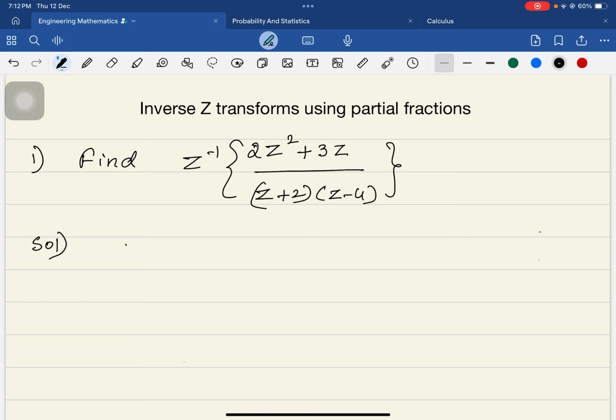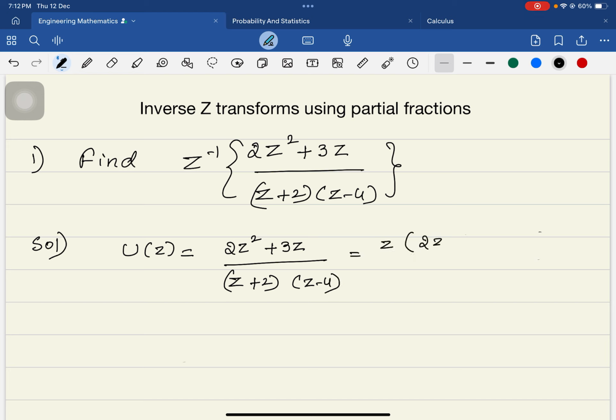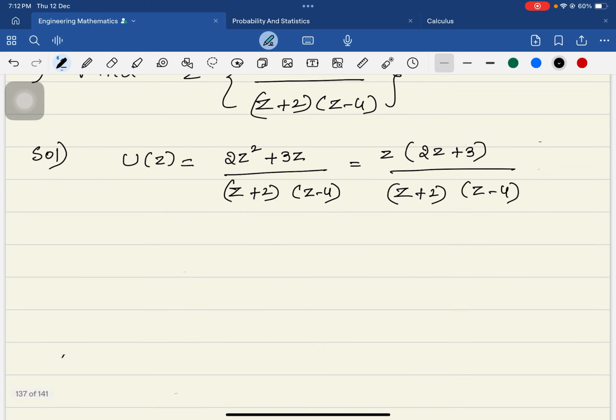First of all, we write down what is U of z. U of z is whatever we have got, the Z inverse of this whole function. So U of z is given by 2z square plus 3z over (z plus 2) times (z minus 4). Now, z is common here, so you can write (2z plus 3) over (z plus 2) times (z minus 4). Right? Now, this is U of z.